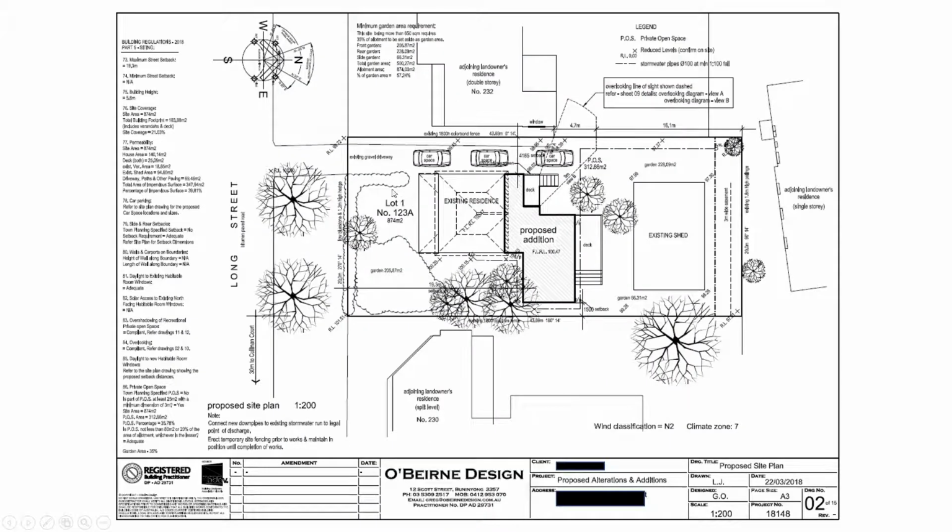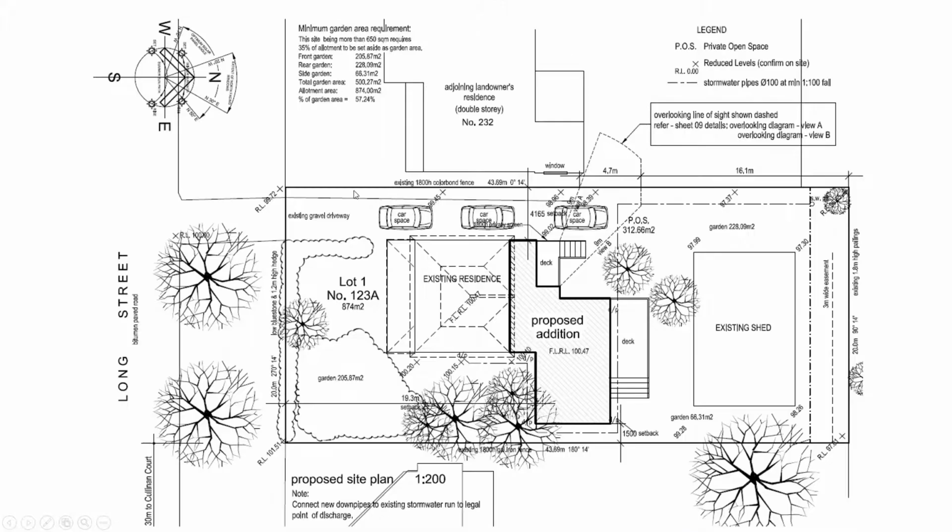Here's a typical overall site plan. I'll zoom in a bit. The main thing we really need is the north point, so we know which way the house faces, and also an indication of where the house sits on the block.